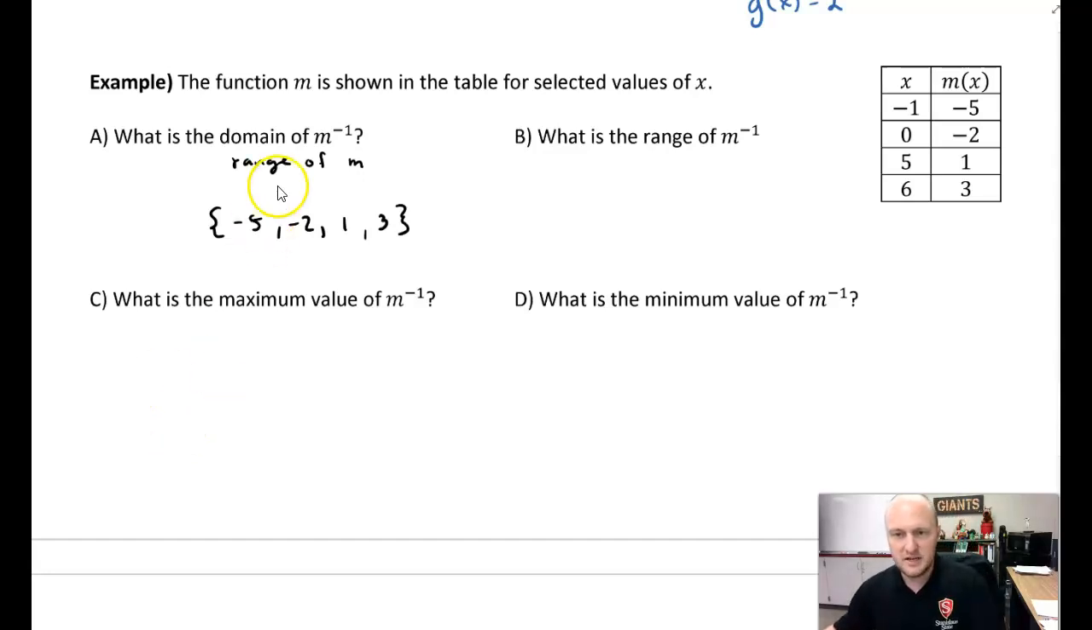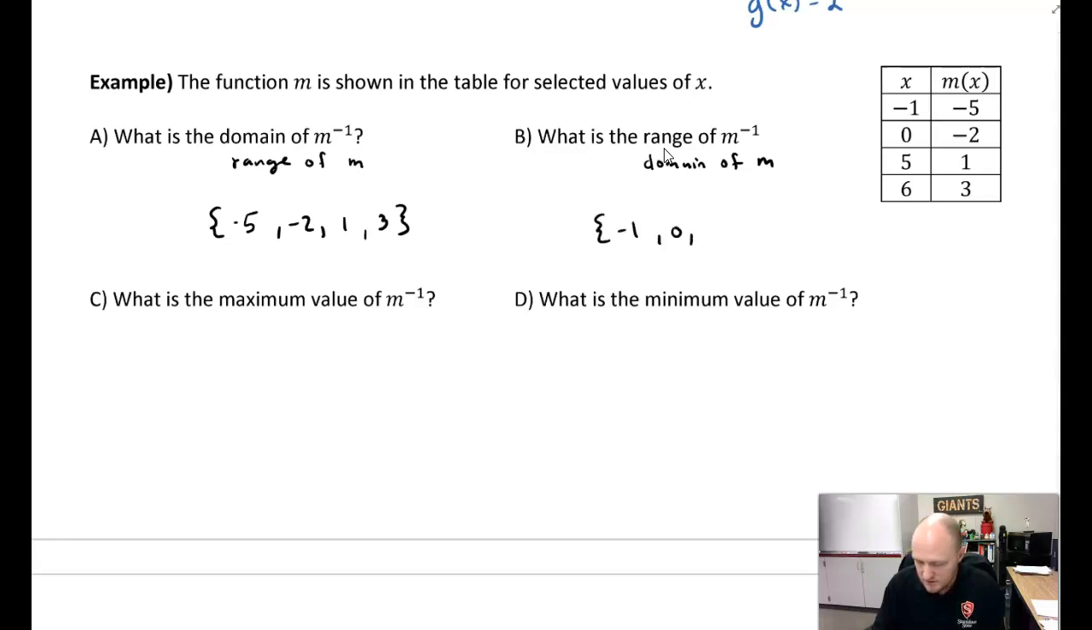I just make a list of numbers, and I just use squiggly brackets on the ends. Nothing too fancy. Example B, what is the range of m inverse? They're essentially asking what's the domain of m. And our domain of m is -1, 0, 5, and 6. And there's our list.